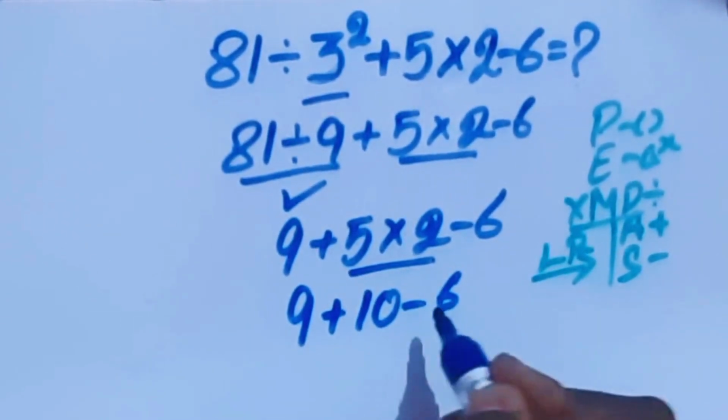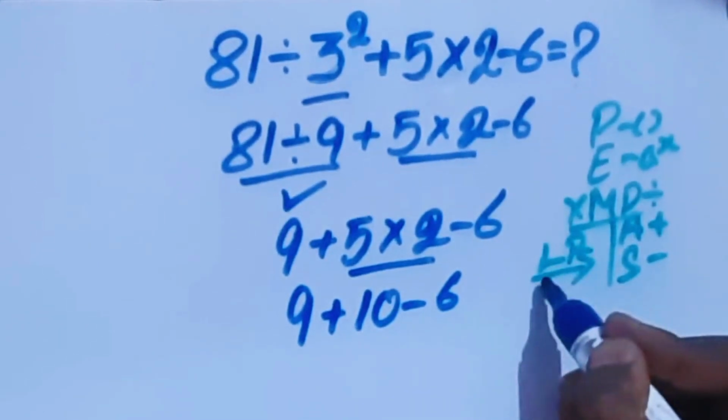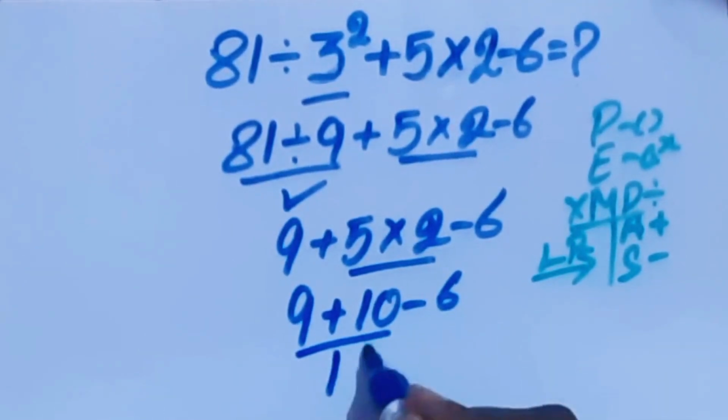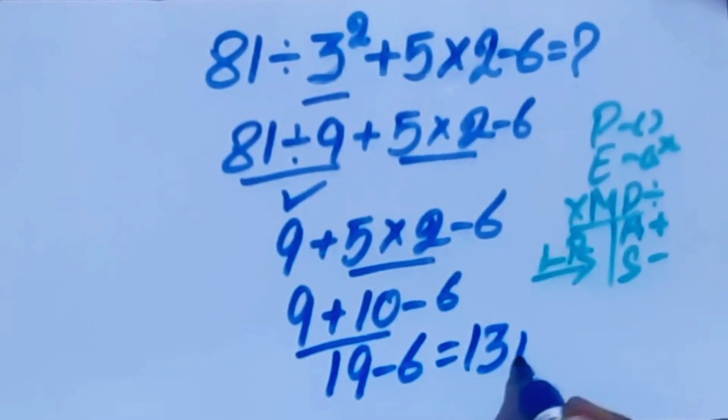Here we have addition and subtraction. Addition and subtraction are both equal priority. For this equal priority, we have introduced the left to right rule. Here left to right is 9 plus 10 is 19 minus 6. Here 19 minus 6 is 13, which is the correct answer.